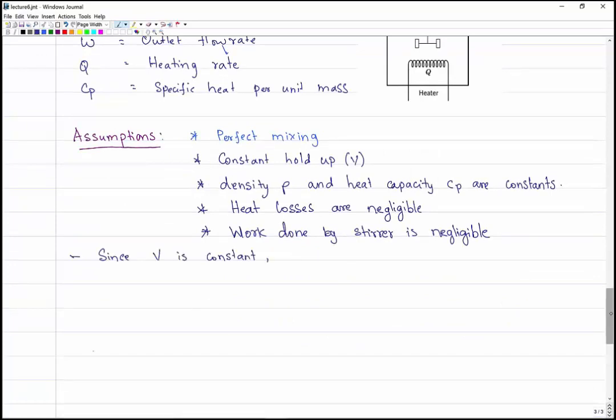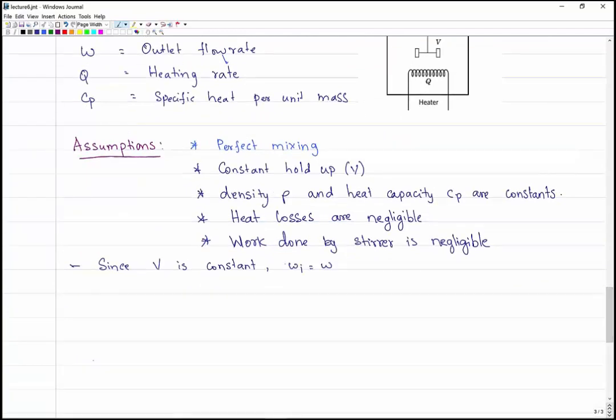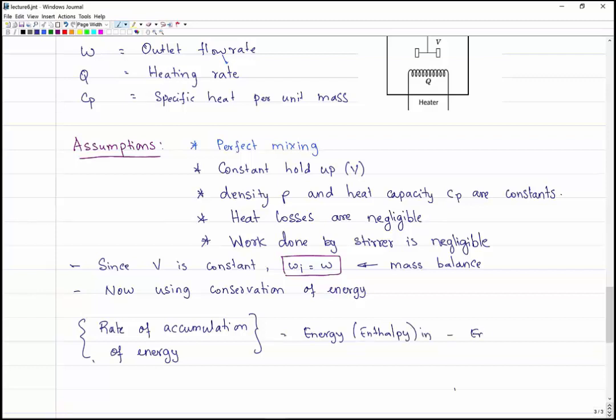And because the volume is constant, the inlet flow rate must be equal to the exit flow rate, and therefore Wi is equal to W. Now, using the conservation of energy equation, rate of accumulation of energy is equal to energy in minus energy out plus heat added, which is Q, plus work done, which in this case we have assumed is 0. The rate of accumulation of energy in the system is what is shown here on the left-hand side of the equation that I'm writing.